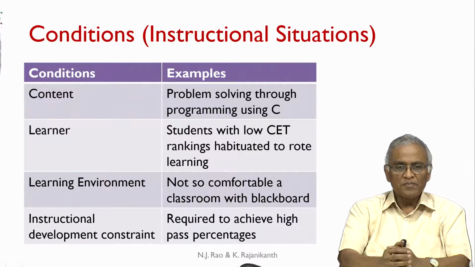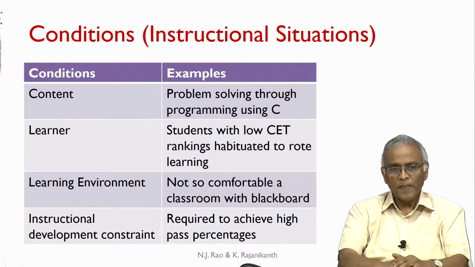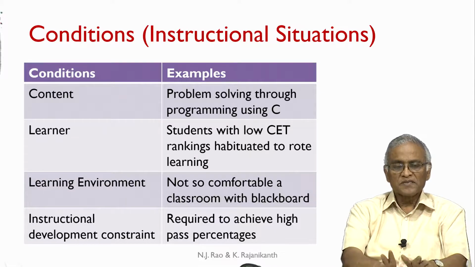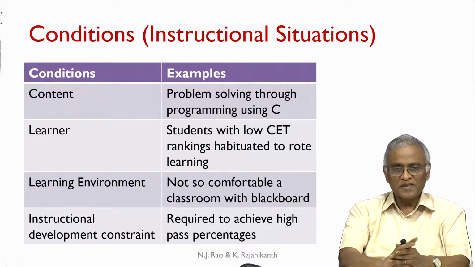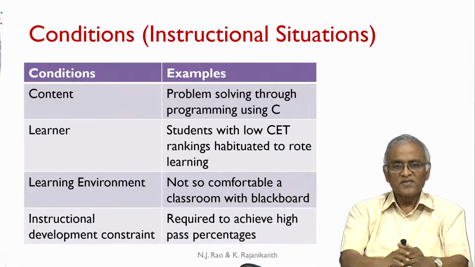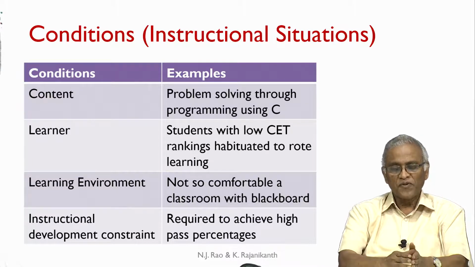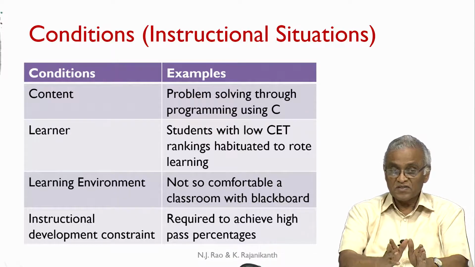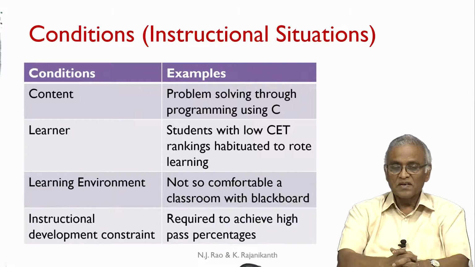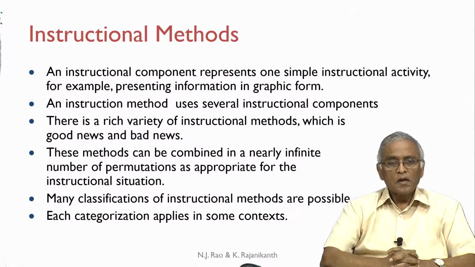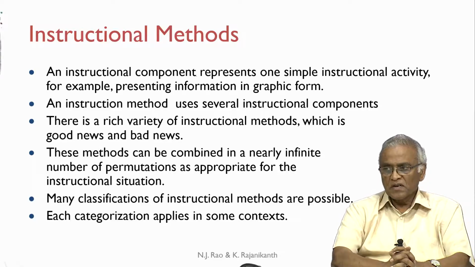And the instructional development constraint is the requirement to achieve a high pass percentage. That is what the HOD orders or the management requires. Whatever you do, you have to achieve high pass percentages, period. Whether it is a private university or an affiliated college, you still have this, unfortunately or incidentally, as a major requirement. That means this is an instructional development constraint. How do I make sure that you have high pass percentages? Now we spend a little time on instructional methods.